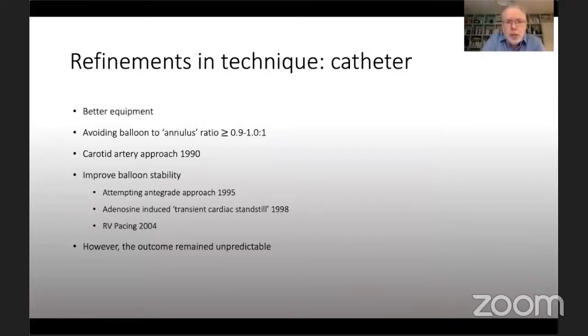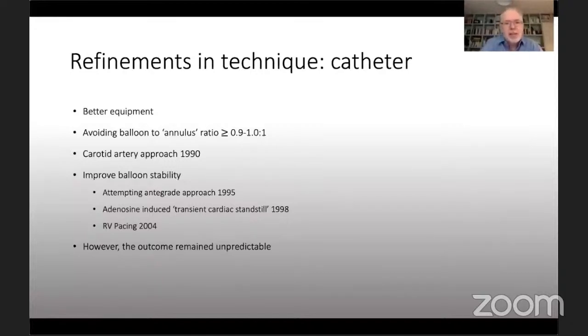Early on, people learned to avoid using a balloon with an inflated diameter greater than the size of the so-called annulus. They used a carotid artery approach to approach the valve in small babies because it was easier to cross the valve, and also attempts to improve stability of the balloon. For example, using an antegrade approach, I wrote this paper in 1995. It sounds a lot easier than it is to achieve, and you run the risk of damaging not only one but two valves, the mitral as well as the aortic.